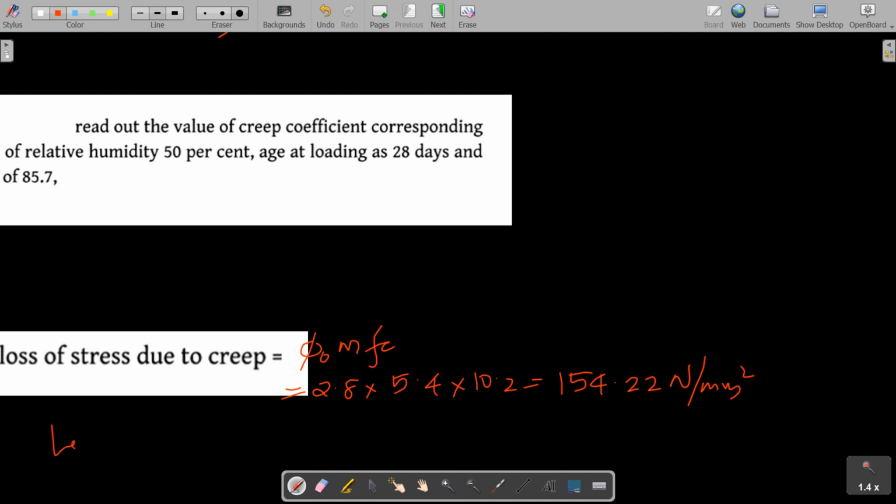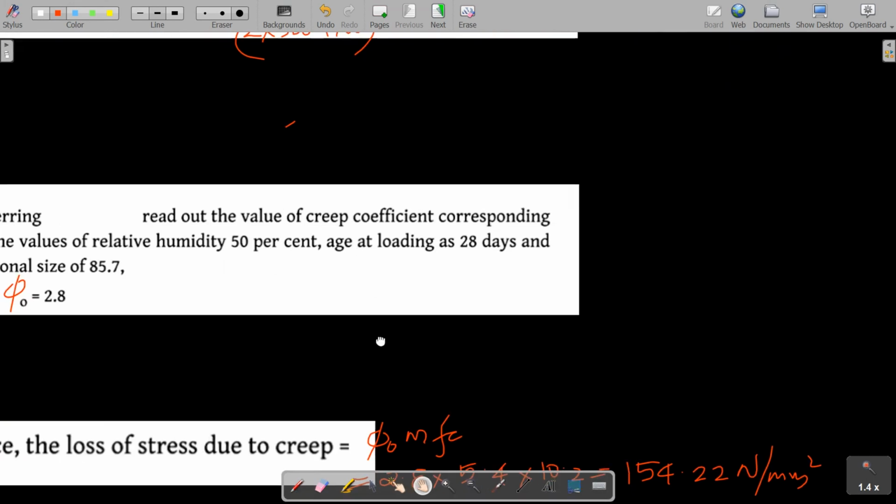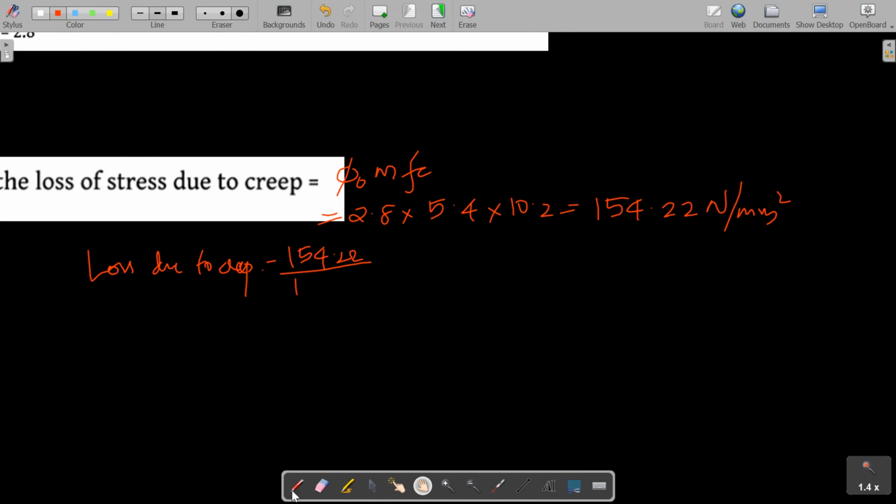So the loss due to creep I can write as 154.22 divided by 1000. What is the initial? Initial is 1200. 154.22 divided by 1200 into 100, that is 12.85% loss.